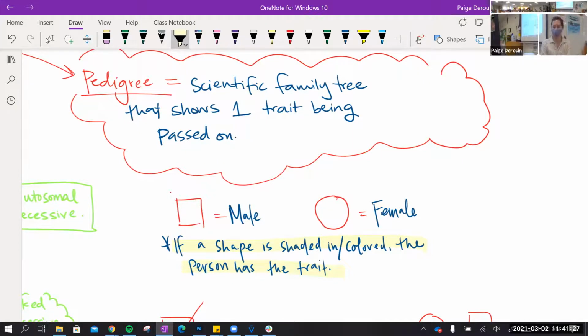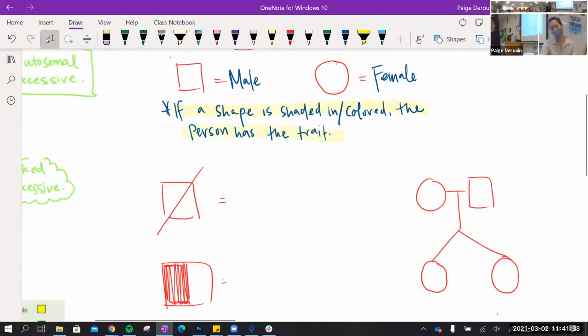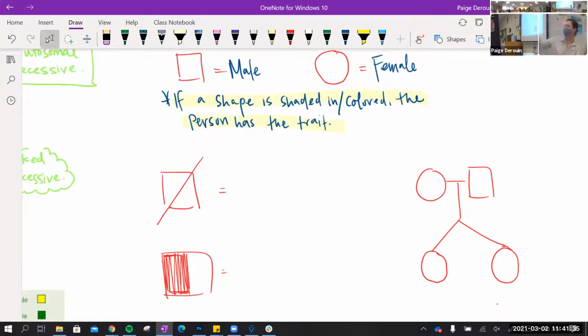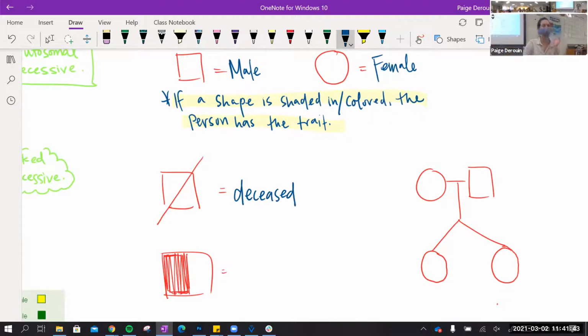Sometimes you will see other strange shape situations happening, and I'm going to show you a couple of them. If you see a shape that has a slash through it, that means that person is no longer living. So this person is deceased. This doesn't mean that they died because they had the trait. Like in this example, they don't even have the trait. It just means that they're not alive anymore.